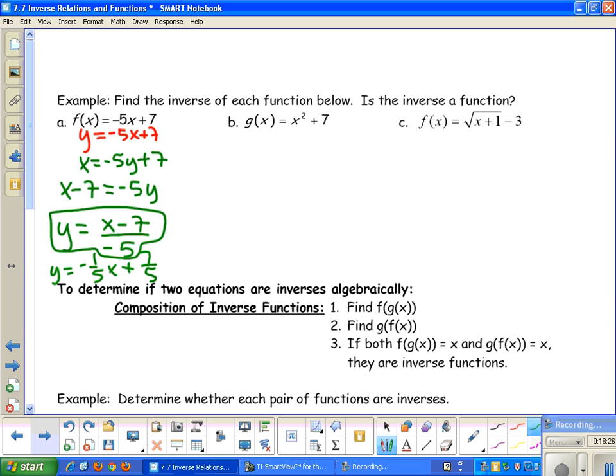Now, if I wanted to see if it was a function, I could graph that and see if it passes the vertical line test, which it would. So yes, this is a function.